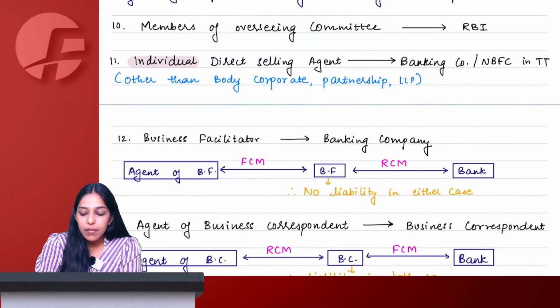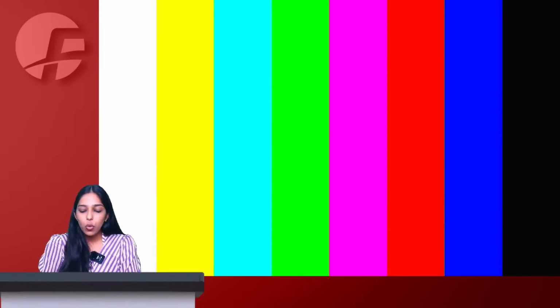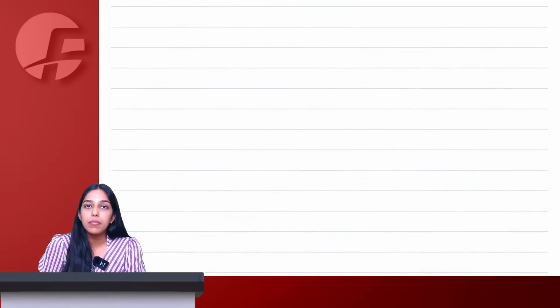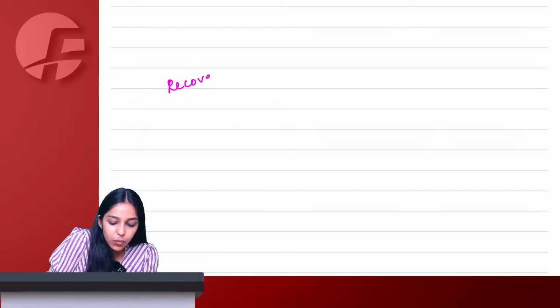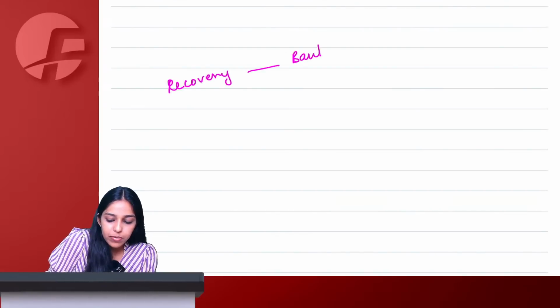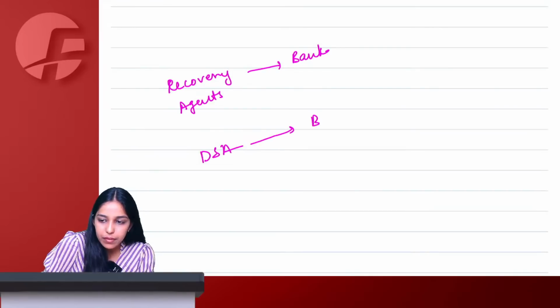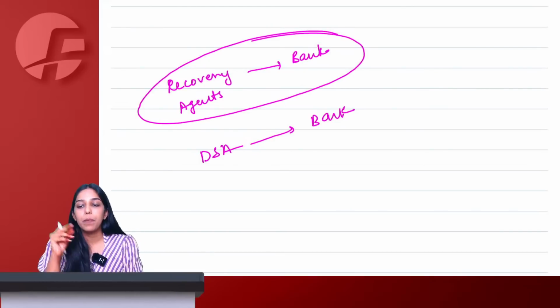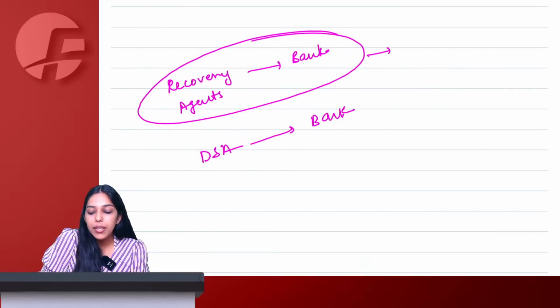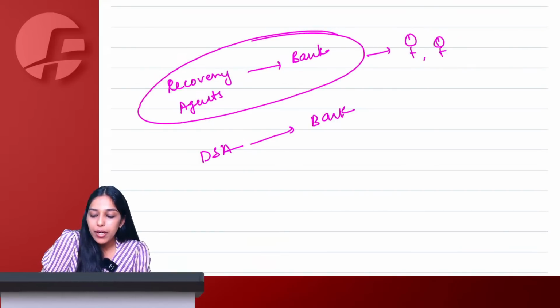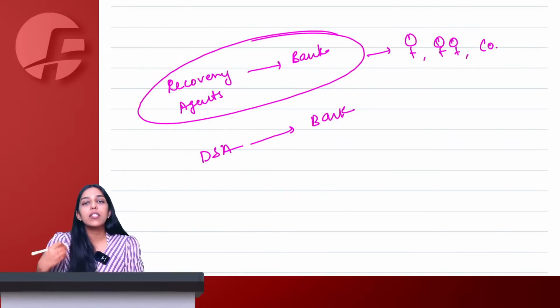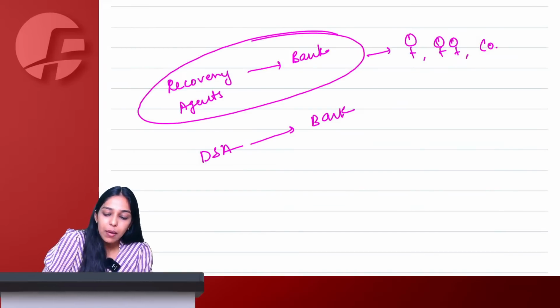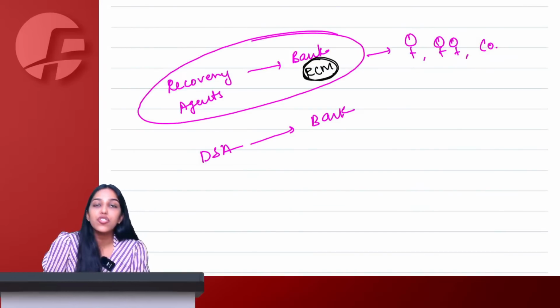Individual direct selling agent giving services to banking company. Now understand there are two people involved here and ICAI a lot of times confuses you. Recovery agents are one set of people giving services to bank, and direct selling agents are another set of people giving services to bank. Now here we are saying a recovery agent can be anyone. Anyone means it could be an individual, a partnership firm, a company doing services of recovery agents. In all the cases, bank will always be liable to pay tax under reverse charge mechanism.